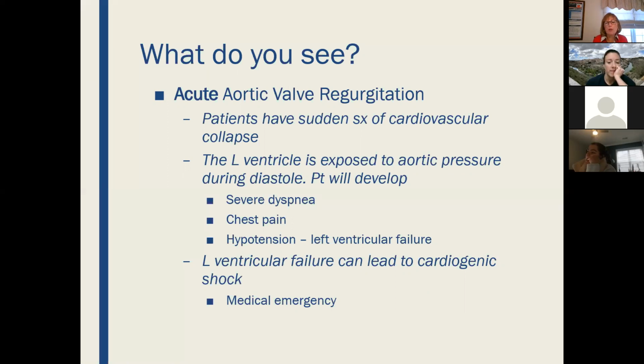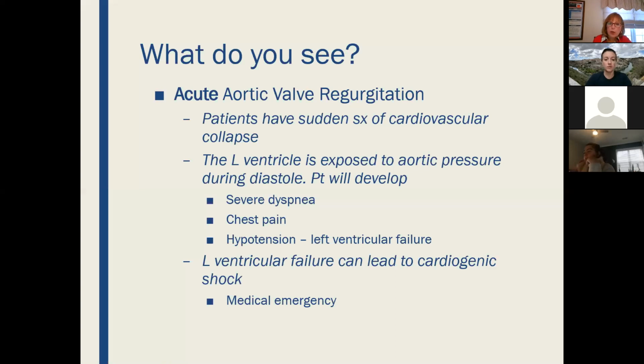But they have severe dyspnea. They have horrible chest pain. They have hypotension because they have left ventricular failure. So this person who's essentially dying in front of you from this MI, the person in your living room, in your church, the one who just dropped, that's all the things they're going to feel with an MI anyway, and they just won't survive. And it could be this aortic valve regurg.